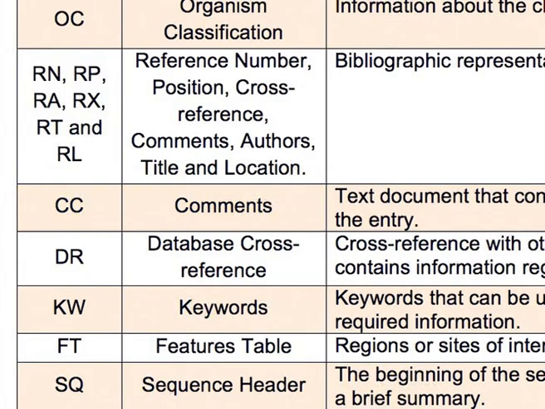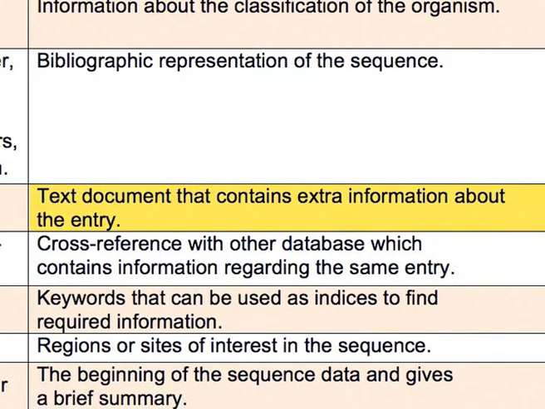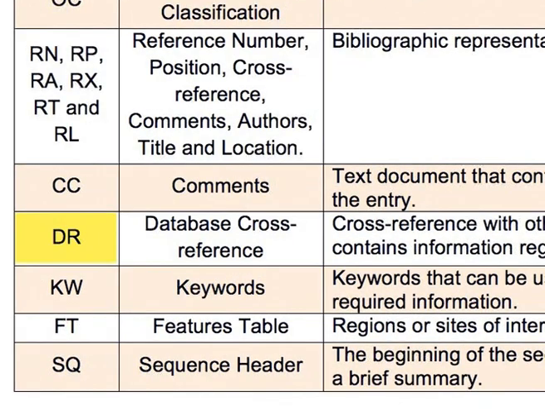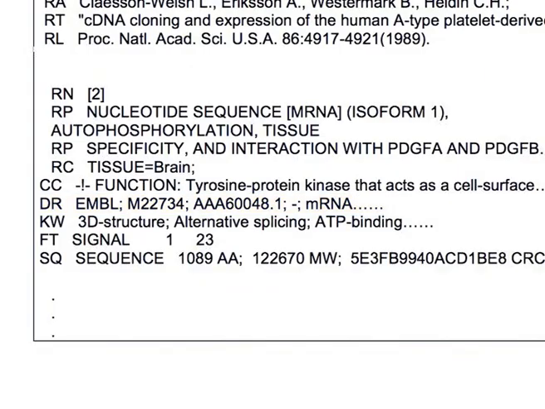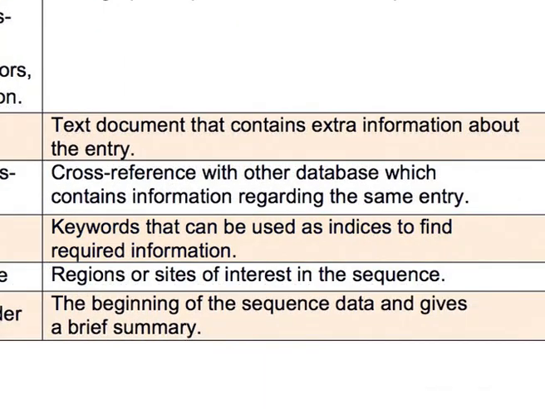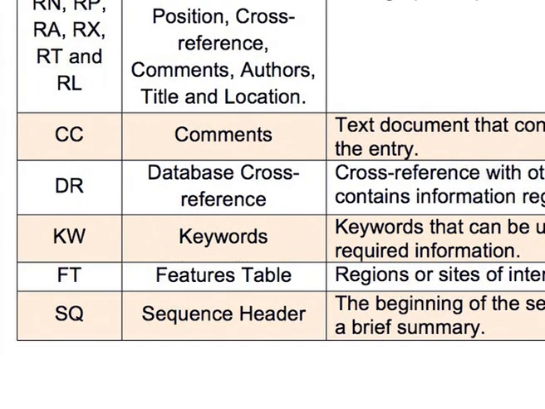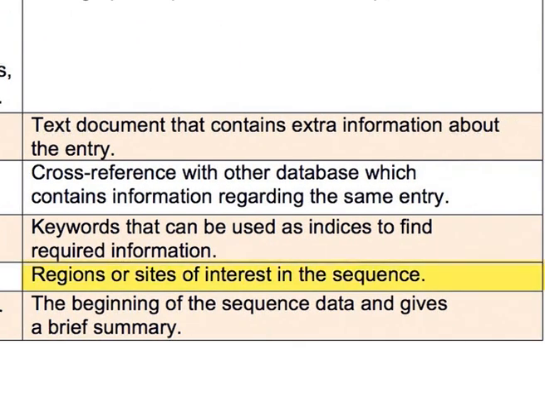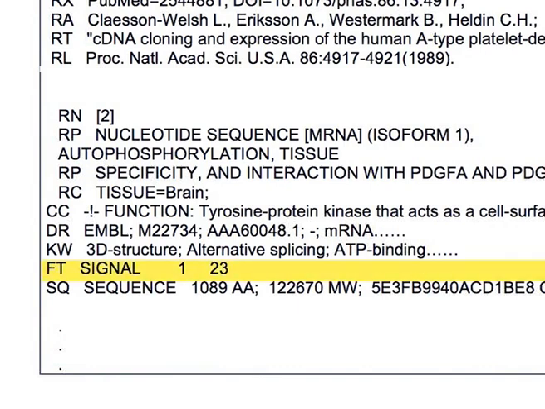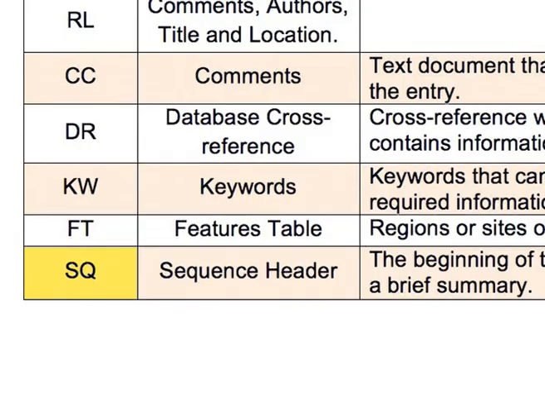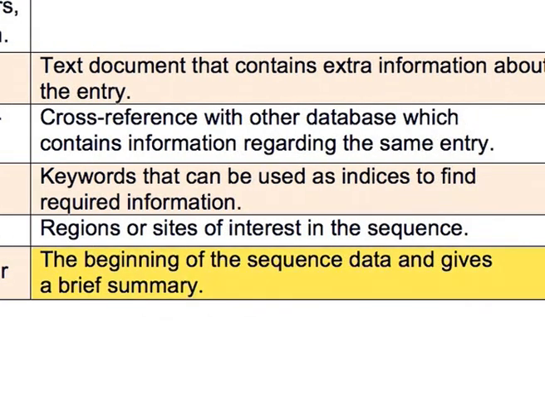CC, it means comments, a text document that contains extra information about the entry. DR, database cross-reference. It gives the cross-reference with other databases which contain information regarding the same entry. KW means keywords, gives keywords that can be used as indices to find required information. FT means feature table, describes the regions or sites of interest in the sequence, for example, modifications, binding sites, etc. Last, SQ, it's a sequence header, indicates the beginning of the sequence data and gives a brief summary.